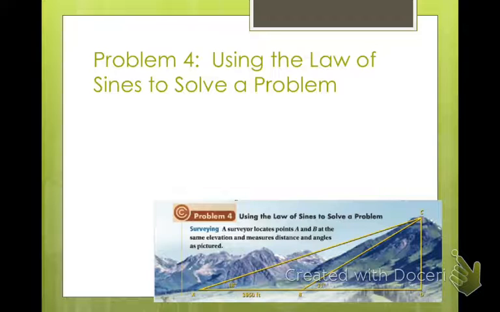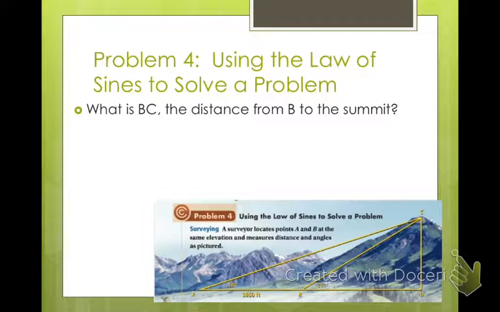A surveyor locates points A and B at the same elevation and measures distances and angles as pictured. So they want to know what is BC, the distance from B to the summit. So BC is this length right here. So they want to know, what is this length?